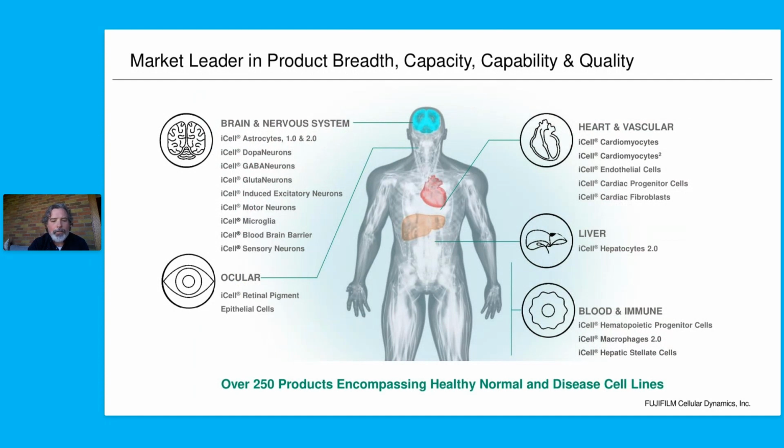As you can see, we have a number of cell types across various tissues and regions, including heart, liver, blood, immune, and for the purposes of today's talk, looking at the nervous system, where we have a large portfolio of cells and offerings within that space. And these cells are delivered as cryopreserved vials alongside medium for culturing.